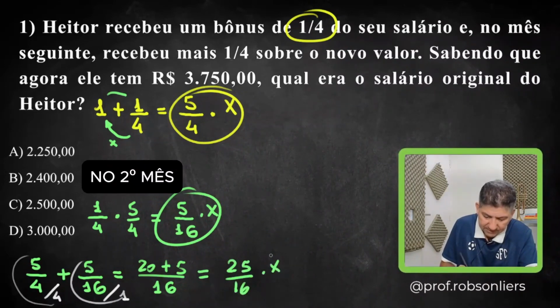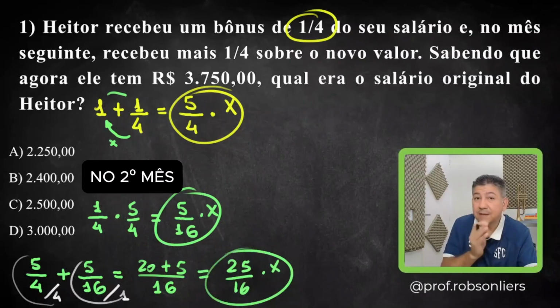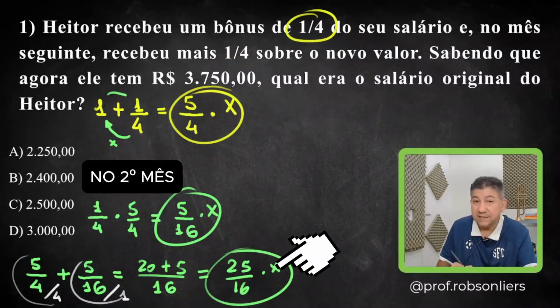25/16 of the salary. This fraction represents the salary after the 2 raises. Got it? But the question says the following. Look, knowing that now he has 3,750 raised, that is, this amount he has after the 2 bonuses he received, corresponds to 25/16 of x. Let's find the value of x, which is the salary.